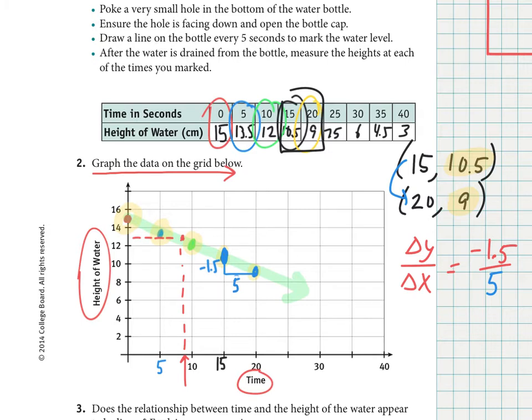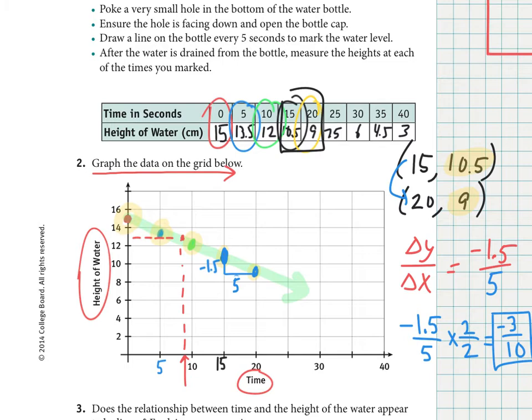Okay, so that would be the slope. Now, usually you don't want to have a decimal within a fraction. So if it's negative 1.5 over 5, it would probably be more common to multiply top and bottom by 2 and make them both whole numbers, just so you don't have fractions or decimals in the mix. So we could say negative 3 over 10 would be our slope.